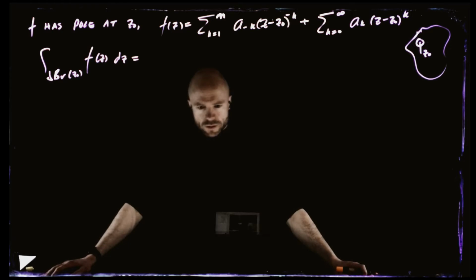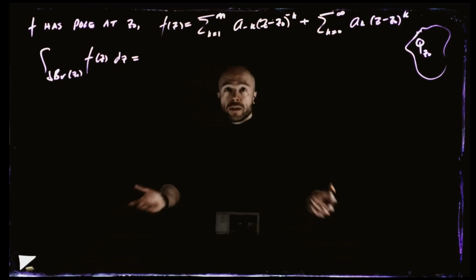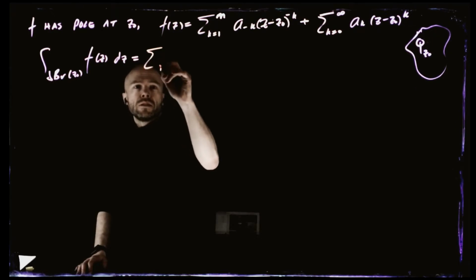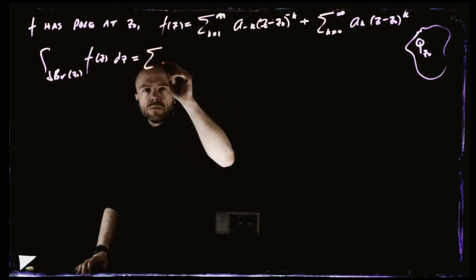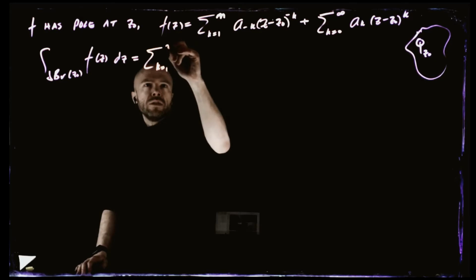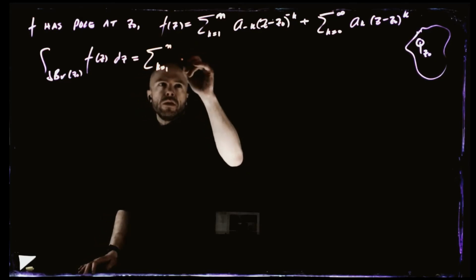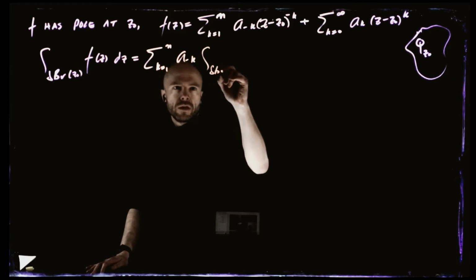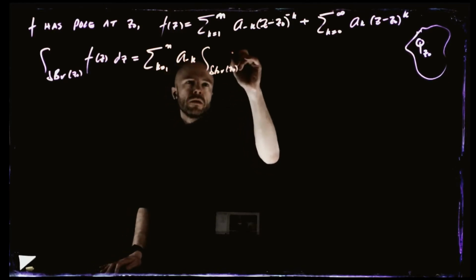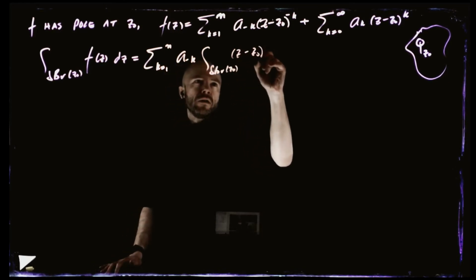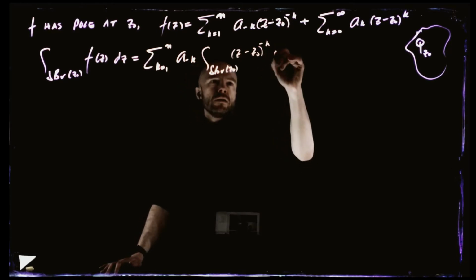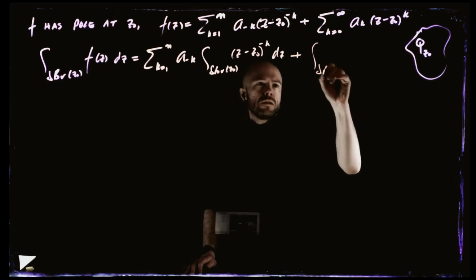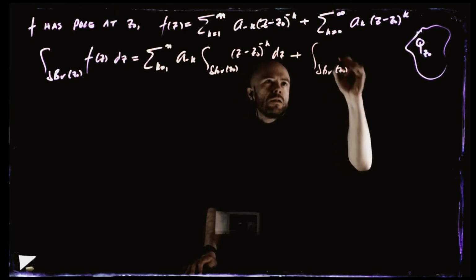Perfect, yeah. So we can just break this up into the sum k equals 1 to n. Let's take out the coefficient a_{-k}. Why not? Integrate around this thing, (z minus z0)^{-k} dz, plus this part here.